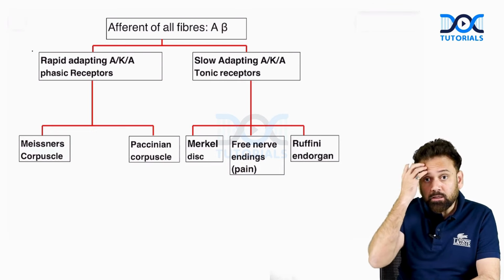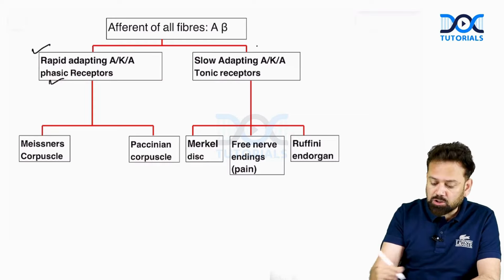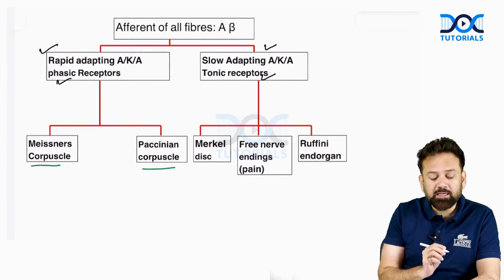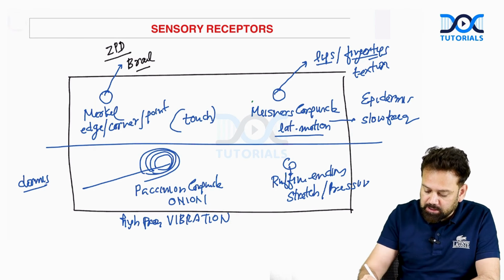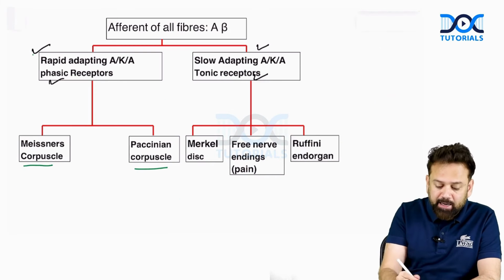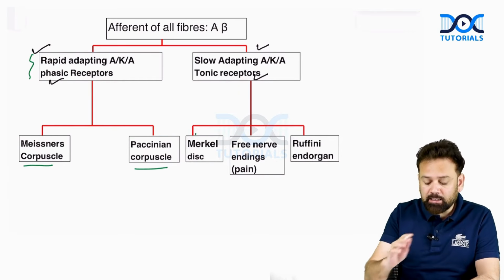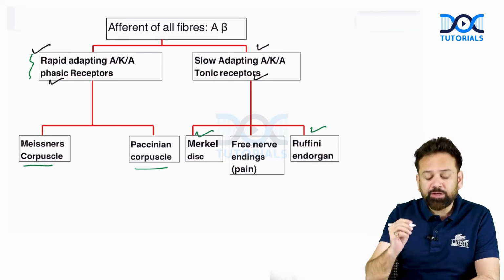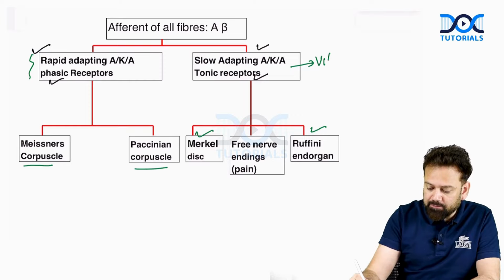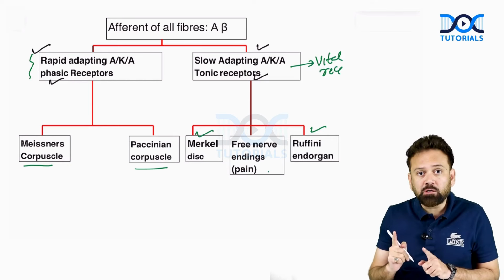Now, one more thing. Receptors can be either rapid adapting, called as phasic receptor, or slow adapting, called as tonic receptor. So if at the end you have corpuscles, it is very easy to remember. There are two corpuscles. So these two corpuscles are called as either rapid adapting receptor or simply phasic receptor. On the other hand, all other like Merkel disc, Ruffini ending, they are called as slow adapting and they are tonic receptor. And they are mainly for vital receptor. So out of four, two are rapid adapting, two are slow adapting.